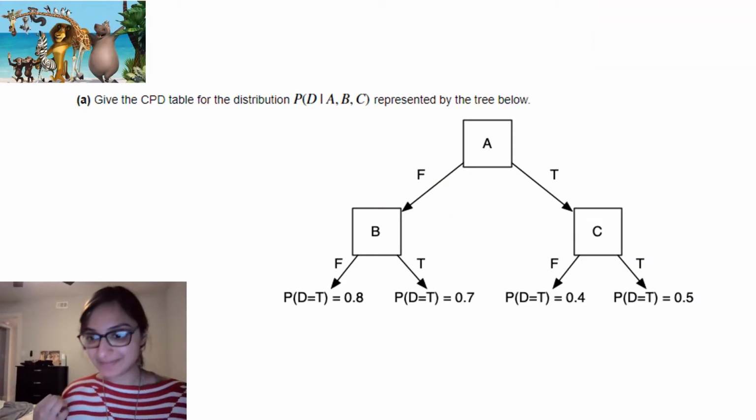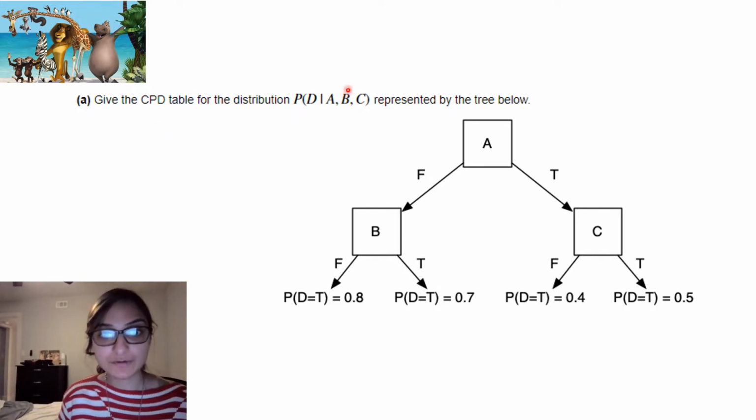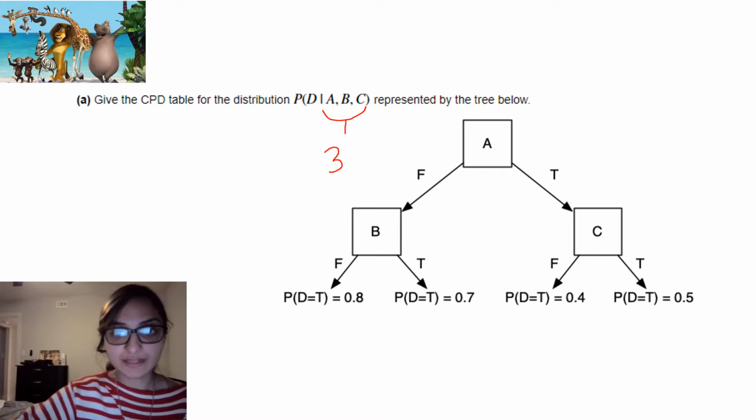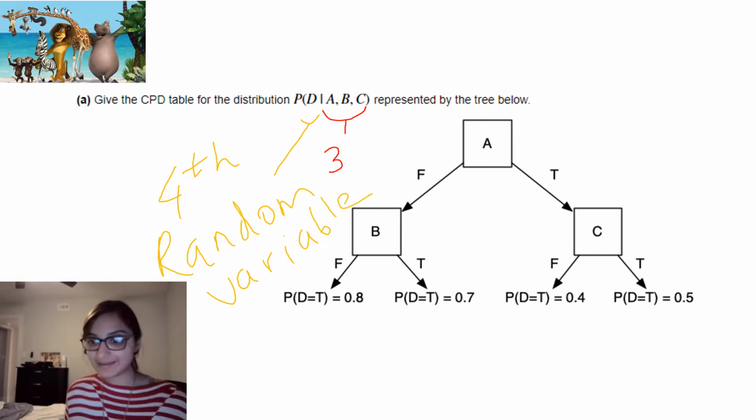So in this sample example question, you may be given a problem like: please give the conditional probability distribution table for the distribution of probability of D given A, B, and C represented by the tree below. So we see here that we have these three random variables, and then we also have this other one, which is a fourth one, D. So we have four random variables: A, B, C, and D.